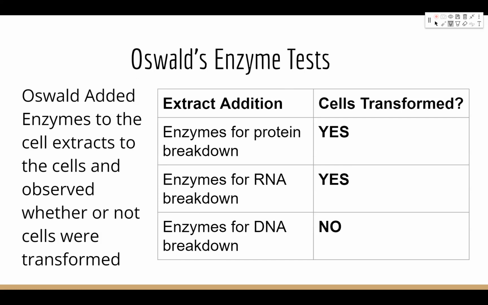They took that enzyme that breaks down proteins, put it in the transforming principle, and then injected that, and our cells were still transformed. So whatever was doing the transforming couldn't be a protein because all the proteins were broken down.